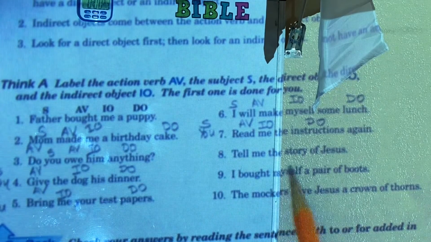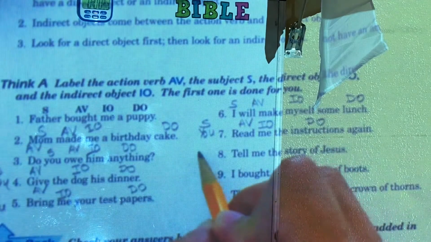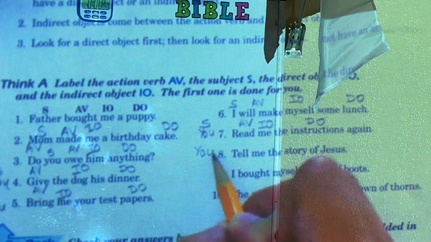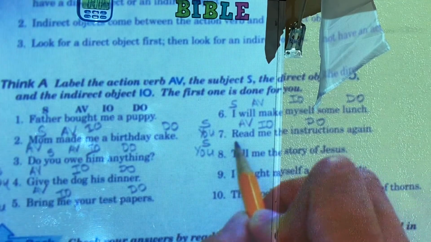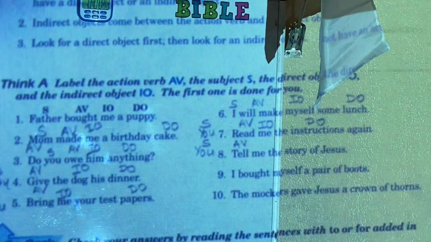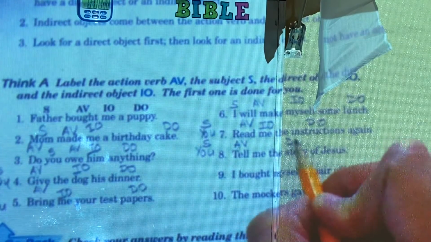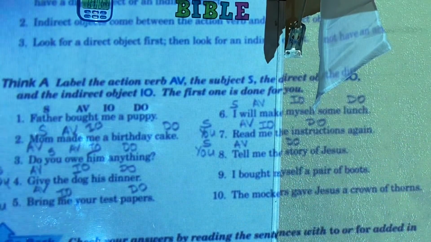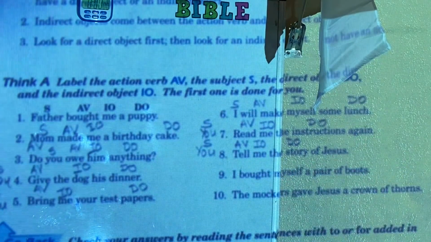Number 8, tell me the story of Jesus. So who's going to tell me the story of Jesus? That would be you. That's the subject. What are you going to do? Tell. So tell is the action verb. What are you going to tell? The story. So story is the direct object. And who are you telling the story to? Me. So me is the indirect object.